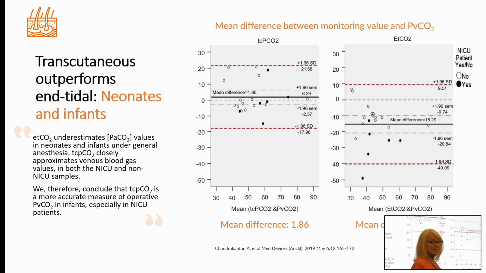So transcutaneous has been shown to have better correlation than end-tidal, specifically in the patients that you see in your sleep lab. This first example is in neonatal and infant patients. In this study, the correlation of the transcutaneous values and the end-tidal values were compared to a patient's venous blood gas. The results from the transcutaneous measurements are shown here on the left, and we can see that there's a mean difference of less than 2 points. When you compare that to the end-tidal values on the right, the mean difference is just over 15 points.